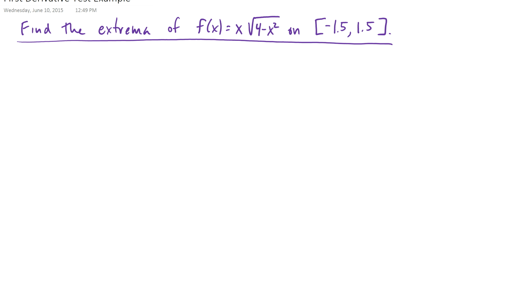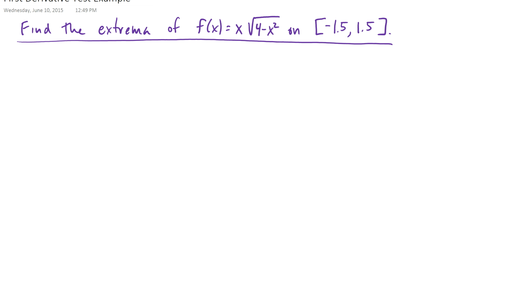All right, hey guys, here's the practice problem for you. Find the extrema of f of x equals x plus square root of 4 minus x squared on negative 1.5 to 1.5. You should be able to do this without your calculator. The numbers are pretty nice, even though they don't look nice, and the problem doesn't look nice. It's something that does work out well for you.